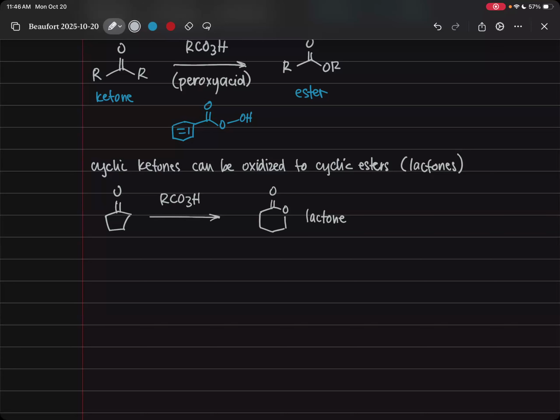And that's just an extension of what we did up here, right? If these two R groups are attached to each other like this, then at the end, the two R groups are still going to be attached to each other around the bottom of the ring, except we've just installed an oxygen. So notice here that the ring size goes from 5 to 6 because we've just added an oxygen atom into the ring.